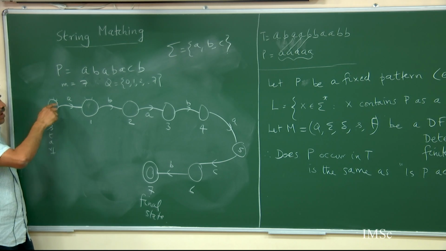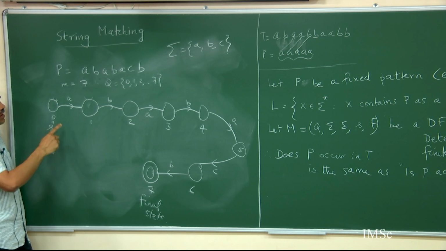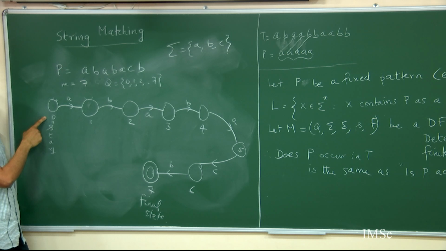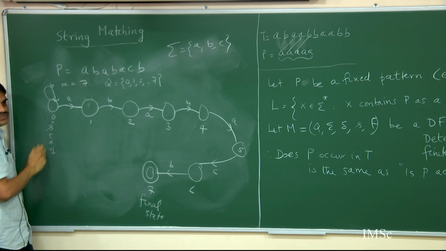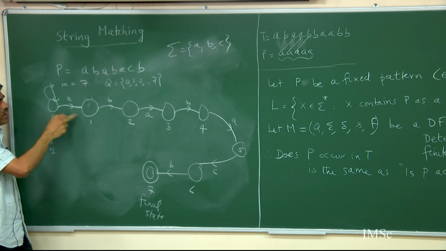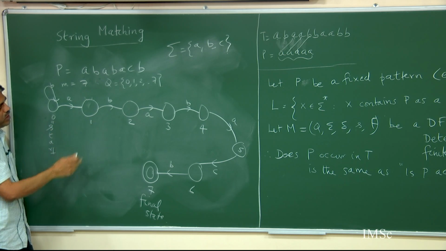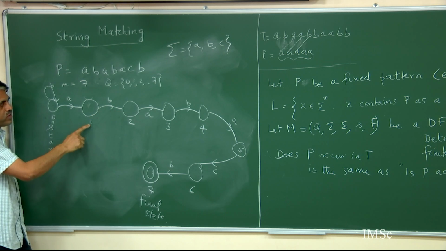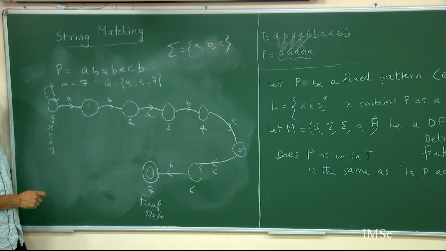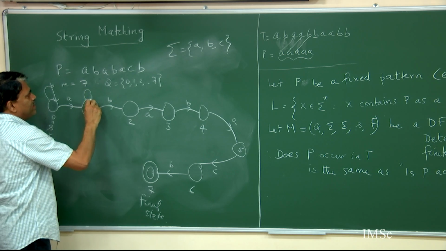So for this pattern, if I get a B, what should I do here? Stay there. If I get a B, I just stay there because I haven't found any match. If I get an A, I go here. What do I do here if I get an A? If I get a B, I'm going to go there. If I get an A, you stay there.